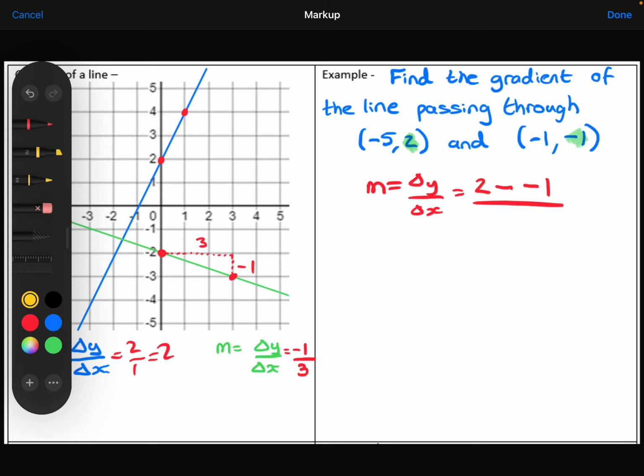Now let's do the change in the x coordinates. So I'm going to do -5, take away -1. The two negatives there will become a positive, so 2 plus 1 is 3. Again, these negatives here will become a positive, so -5 plus 1 is -4, and 3 divided by -4, I would say that is equal to -3/4. So the gradient there is -3/4.